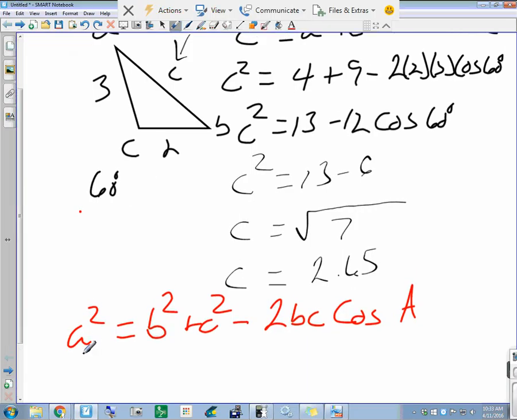Now, we know what side A is, right? That's 2. So 2 squared gives us the 4. What's B squared? 9. Plus C squared. Well, C was the square root of 7. So this is just simply going to be 7 minus 2 multiplied by B, which is going to be 3, square root 7.